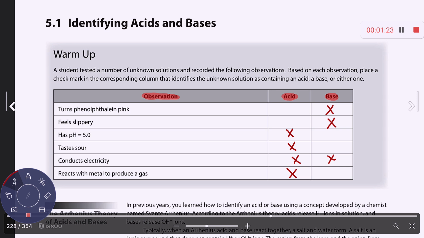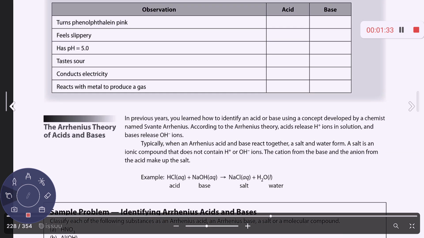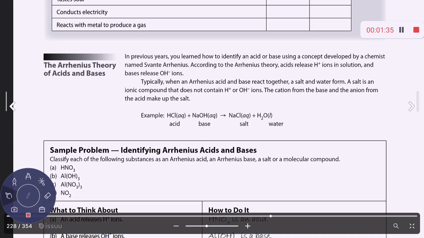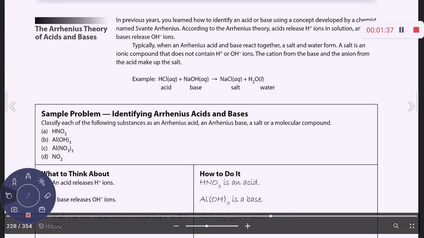Acid, exactly. Okay. We're going to be covering 2 different definitions for acids and bases today. We'll probably only make it through the first definition before break. The first definition is known as the Arrhenius definition for acids and bases. It was developed by a chemist by the name of Svante Arrhenius. And according to Arrhenius's theory, he said that acids will release hydrogen ions into solution, and bases will release hydroxide ions. Okay.